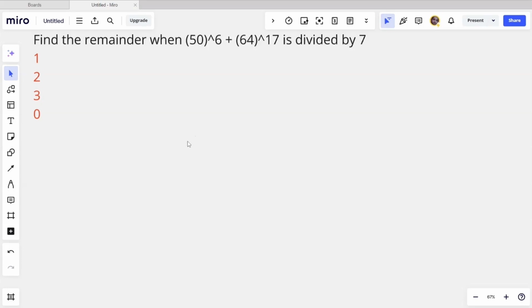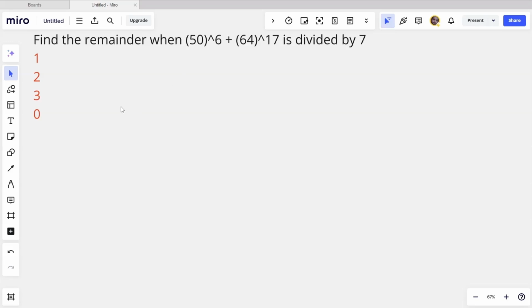So as you can see, this is our question. Find the remainder when 50 raised to the power 6 plus 64 raised to the power 17 is divided by 7. Let me clarify: if you don't know the concept of remainder cycle, it is recommended that you learn the concept first, because you will not be able to solve this question without it. So let's come to the question.